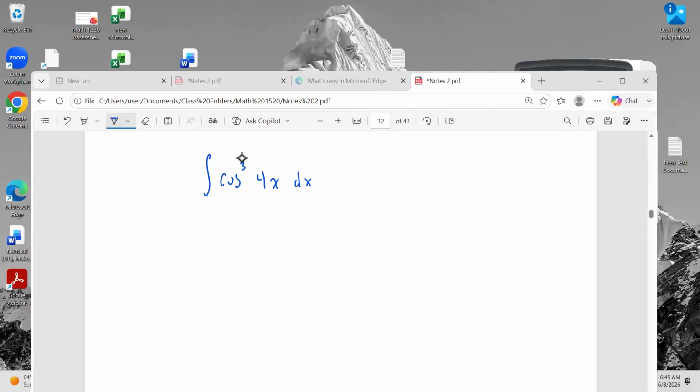Now, when you have powers of cosine, what we're going to do is reserve one of the cosines and turn everything else back into sines. Because you have to remember that sine squared x plus cosine squared x is equal to 1. You're going to use this more often than you think in this class. And we can say cosine squared x is equal to 1 minus sine squared x. And that's what we're going to be dealing with in this one.